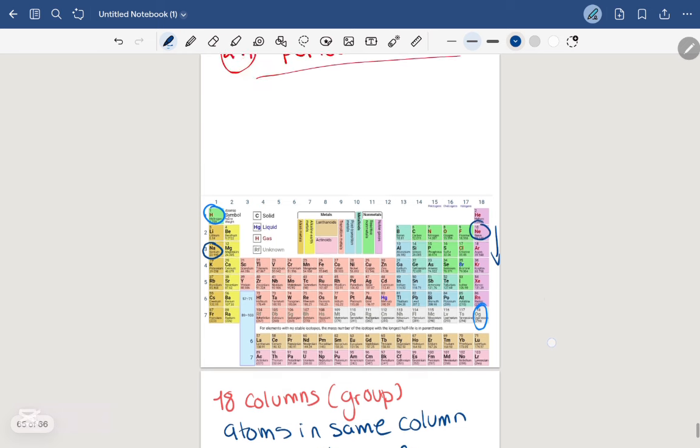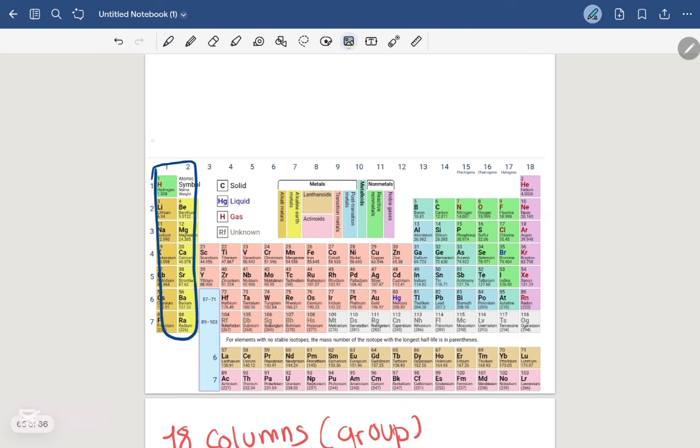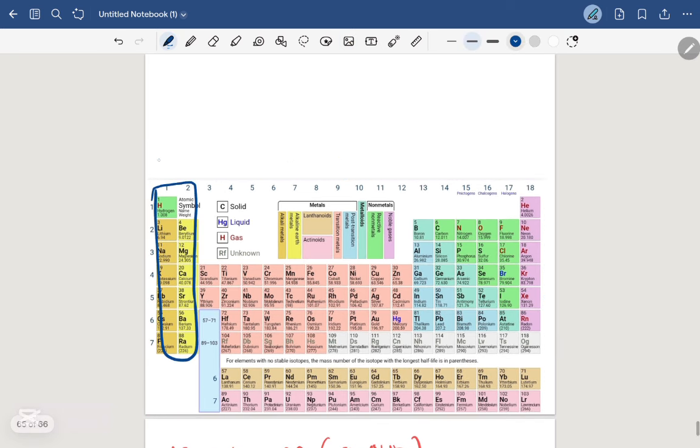Other than the different types of blocks, we have something very important in chemistry. We have some things known as S block, D block, P block, and F block. This is something very, very vital to memorize. So the first two groups, group 1 and group 2, are known as the S blocks.